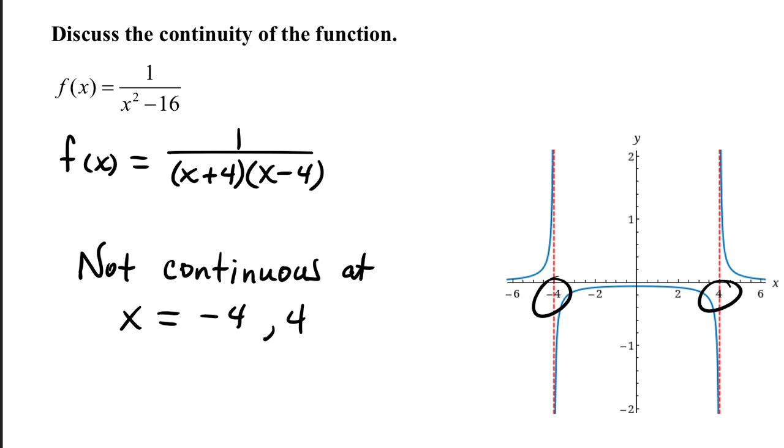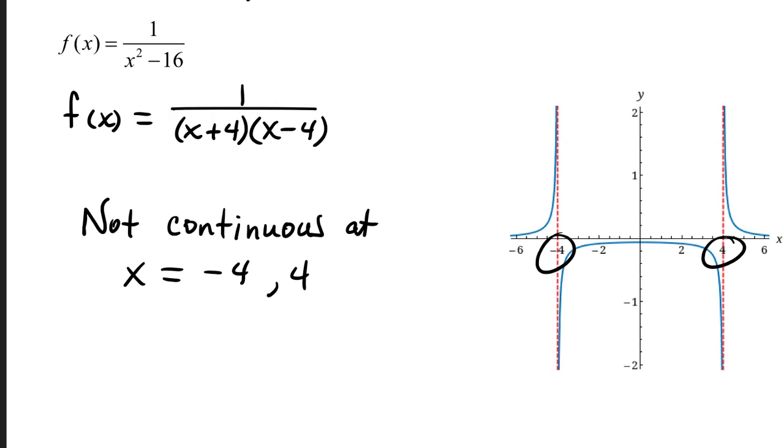At the bottom right of your screen, for factors in the denominator that cannot be canceled, the zeros of each one, negative 4 and positive 4, are vertical asymptotes. Those are values of x that make the function undefined, and they are non-removable because we have nothing in the top of the fraction to cancel. So this function is not continuous at x equals -4 or +4. That's true for any vertical asymptote.